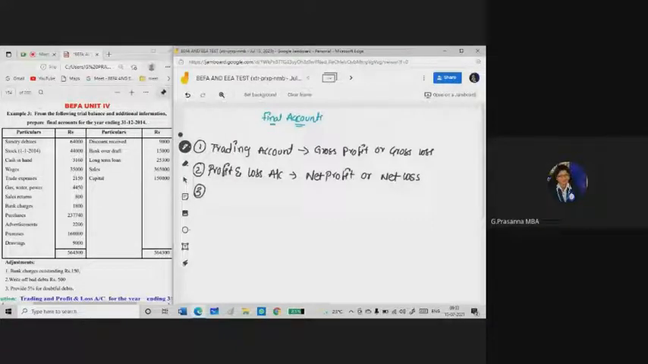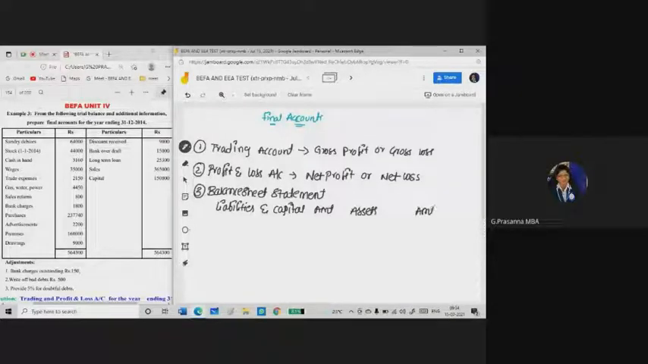So the balance sheet is not an account, the balance sheet is a statement. Balance sheet is a statement which represents assets and liabilities. So on the left hand side, you have to show liabilities and capital. On the right hand side, you need to show assets.